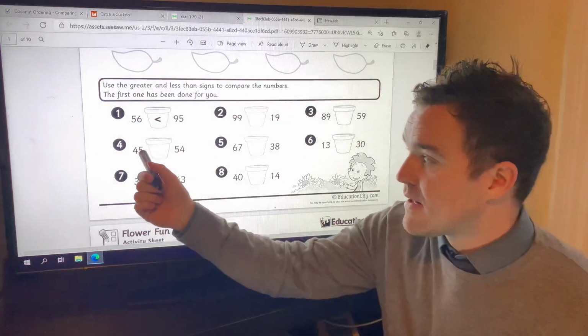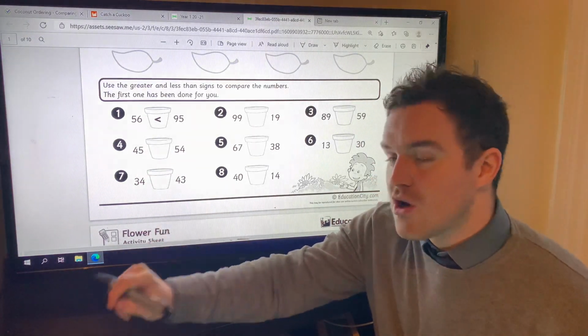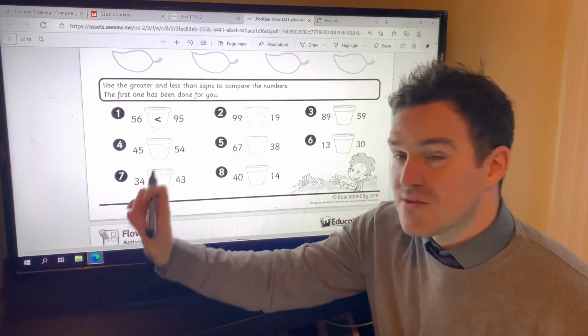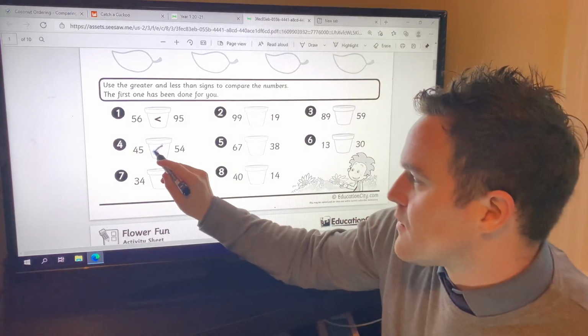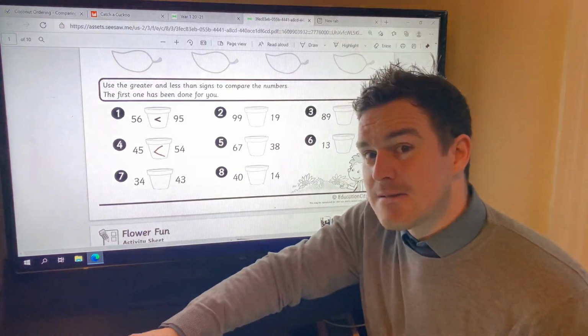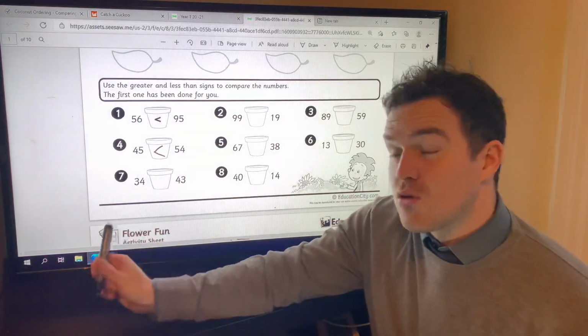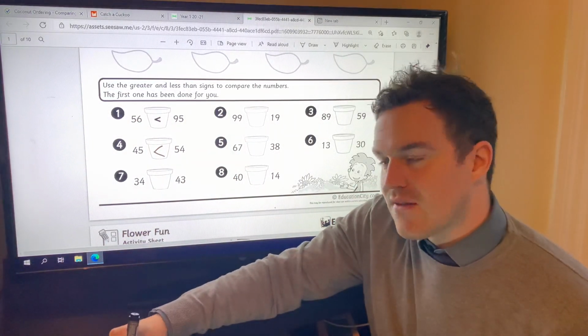Let's look at this one here. 45 and 54, which is bigger? Well, I always look at the tens number. That has 4 tens and that has 5, so that must be bigger. So the alligator is probably going to want to eat that bigger one, isn't he? You know what they're like, the greedy. Let's do another one. And you can have a few goes. Your mums and dads can write down a few numbers for you to have a practice.